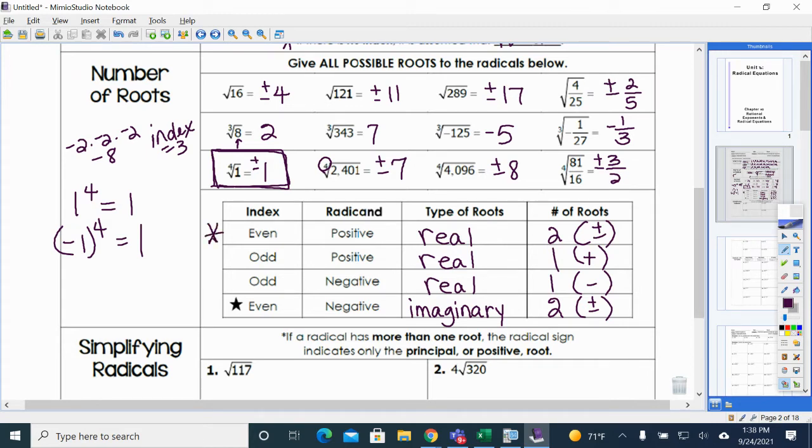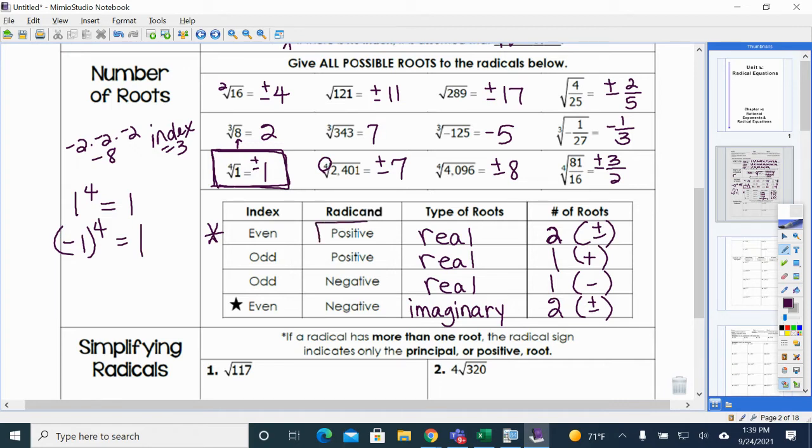If the index is even, so on that first row of examples, the index was an understood 2. The third row, the index is a 4. And in both of those cases, because it's an even index, we can have 2 real answers, one being positive and one being negative. Now let's talk about odd.